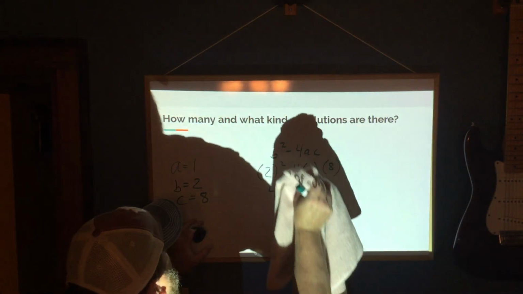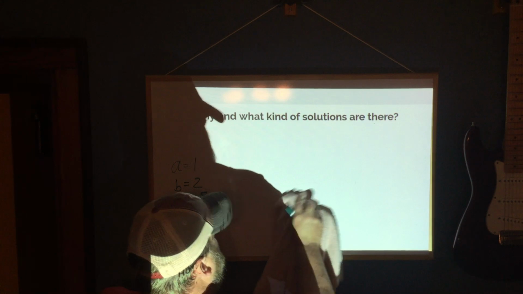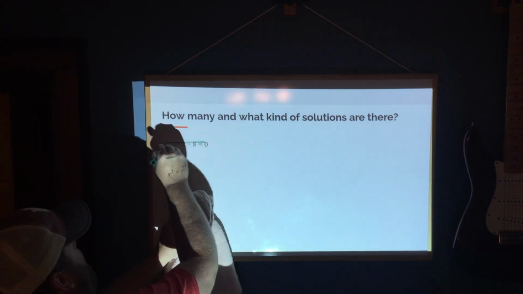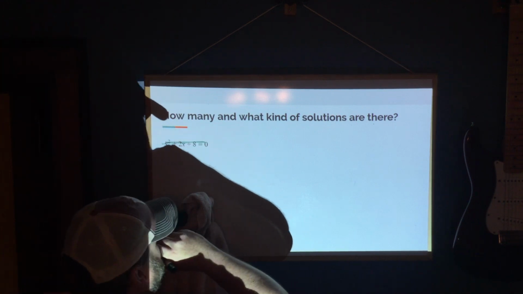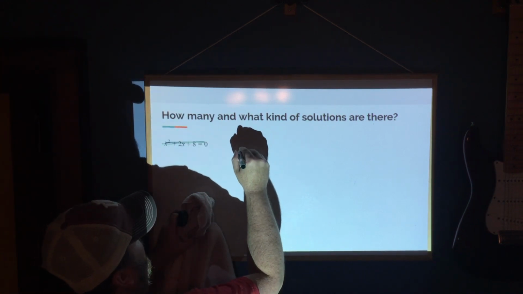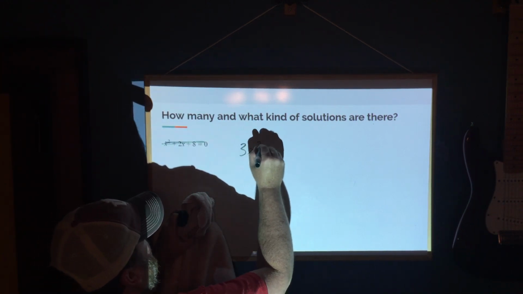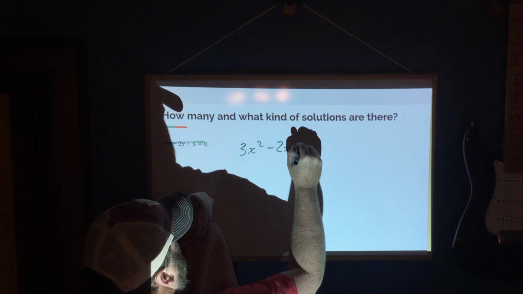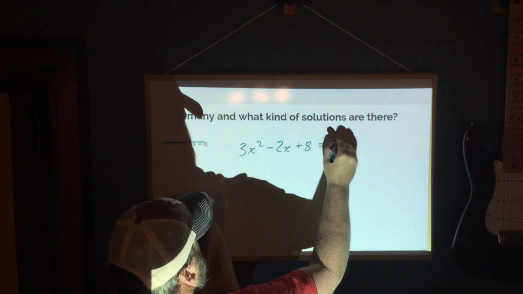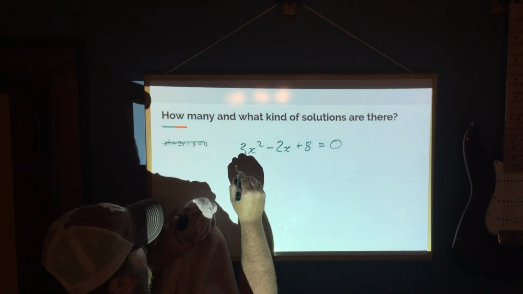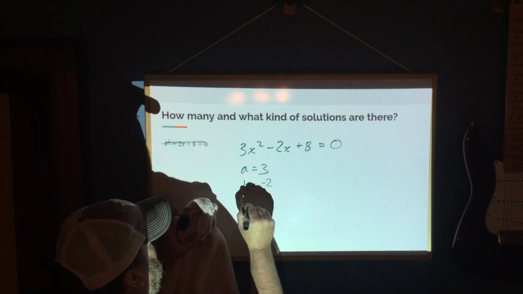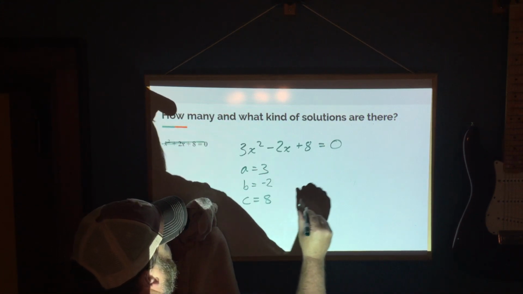Okay, I'm going to try to make one up. There's one example that didn't happen that I want to happen. So let's do 3x squared minus 2x plus 8. Let's see what happens there. Hopefully I just guessed really well. A is 3, B is negative 2, and C is 8.